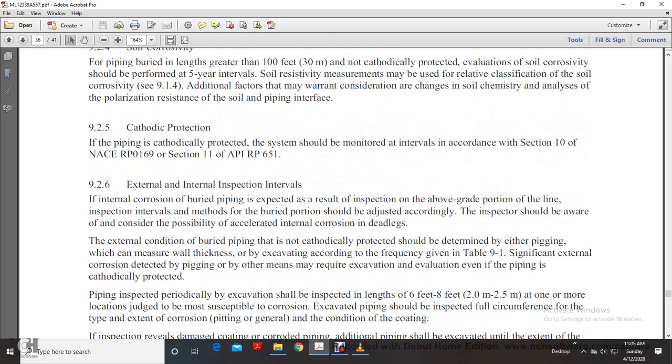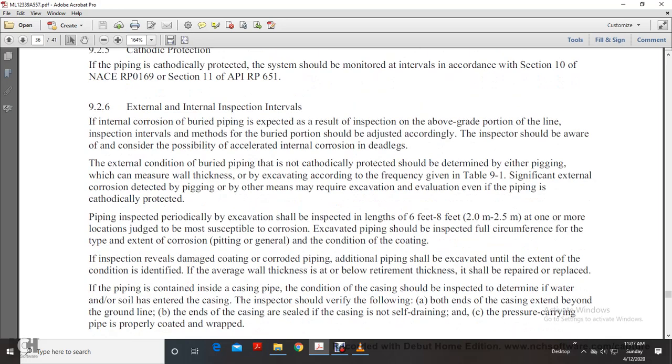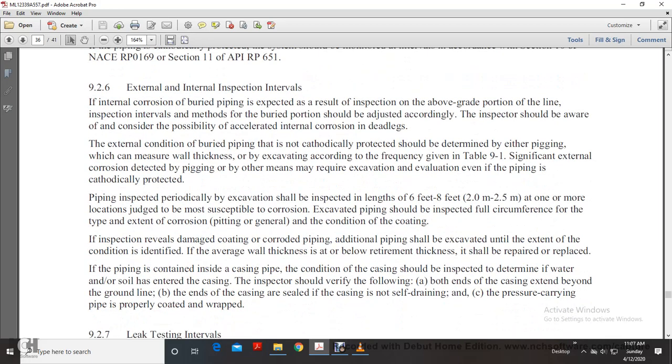Cathodic protection. If the piping is cathodically protected, the system should be monitored at intervals in accordance with Section 10 of the NACE Recommended Practice 0169 and Section 11 of the API Recommended Practice 651. Alright, external and internal inspection interval.